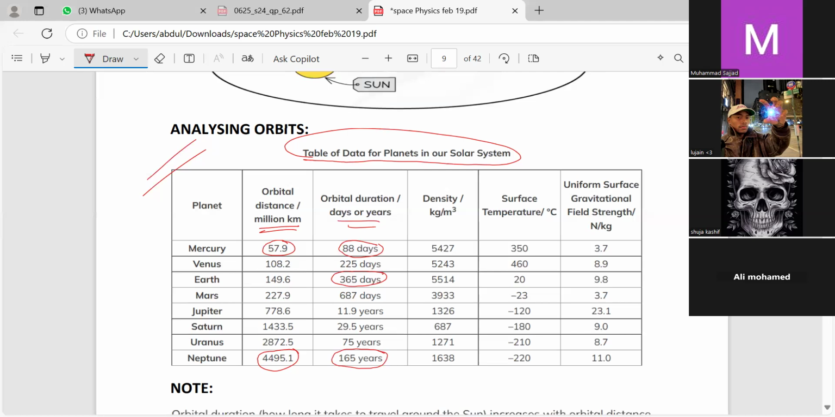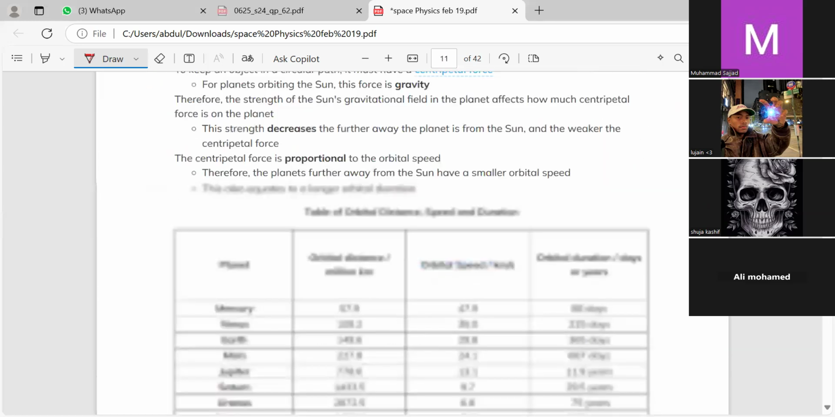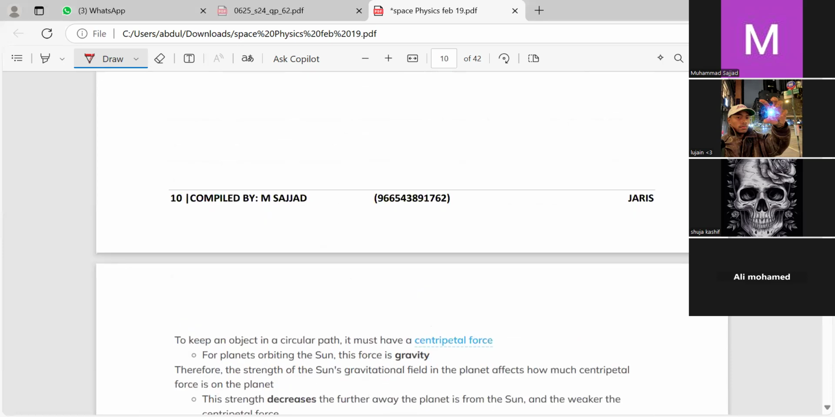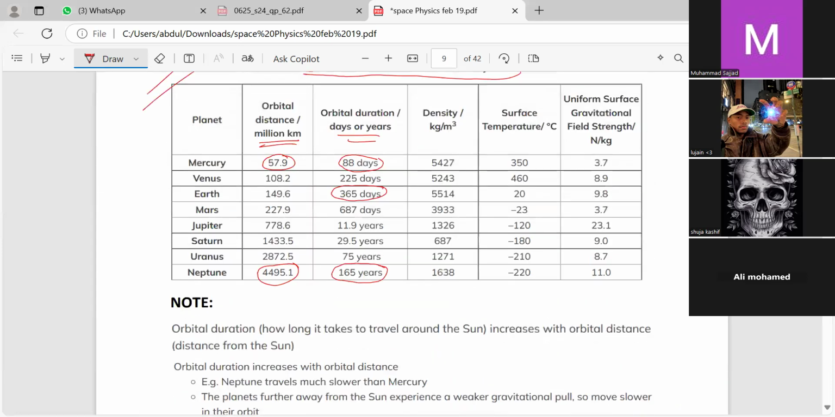And if you want to see the speed difference, come here, there is another table here. Now check here, for Mercury the orbital speed is 47.9 kilometers per second, whereas for Neptune it's very small, almost 9 times smaller, 5.4 kilometers per second, whereas Earth orbits around the sun at a speed of 29 kilometers per second. So these are very important points, and you have to remember them.